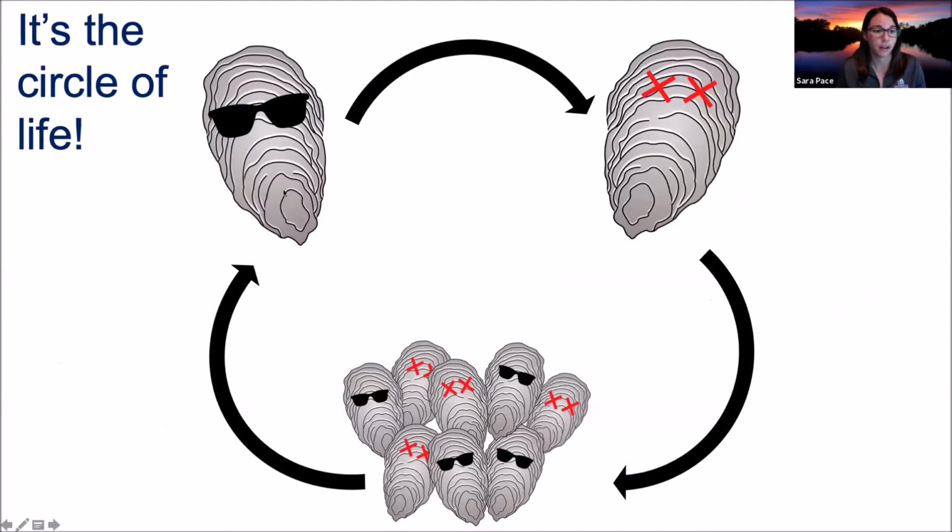So we've got our cool live oyster over here. And so the death of oysters creates a positive feedback loop because it increases the amount of shell that's available on the reef. So the dead oysters are contributing now to the reef framework. And so the larvae can choose if they want to settle on live or dead oysters.